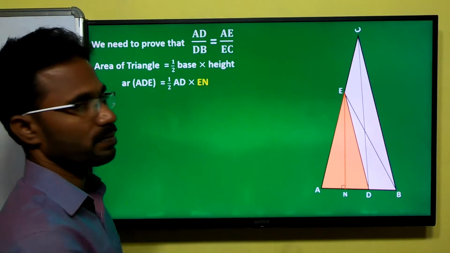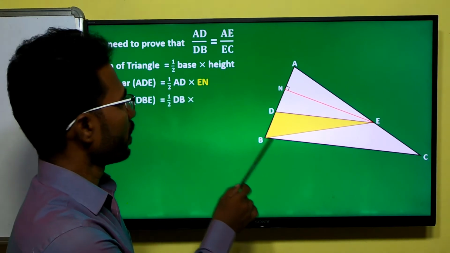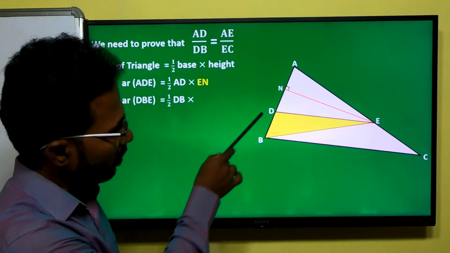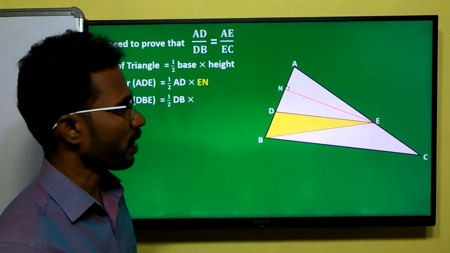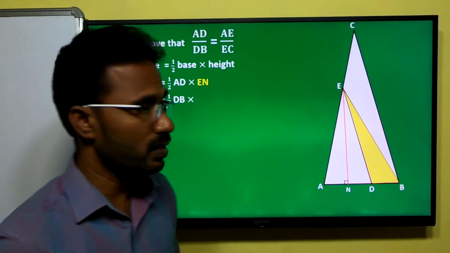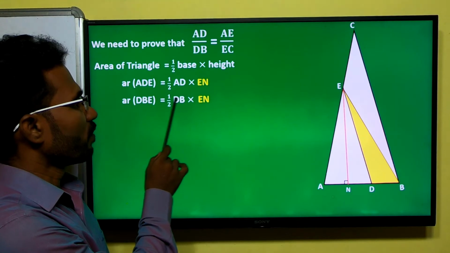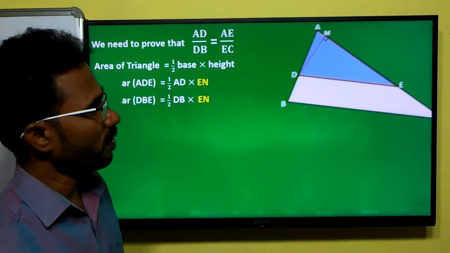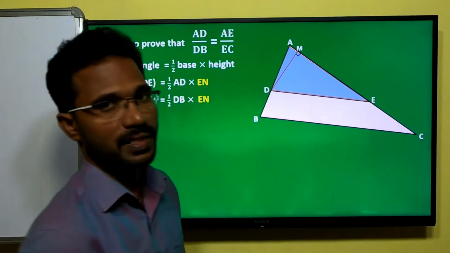So we have EN. Now we take the next triangle, triangle DBE, where DB is the base. The height of the triangle is the perpendicular line from the vertex, that is EN. So the area is half into DB into EN. Right? Then we take the next triangle, ADE, where we consider AE as the base.